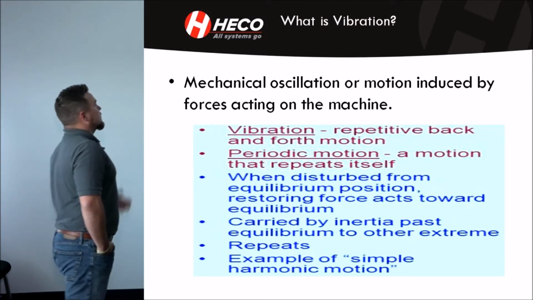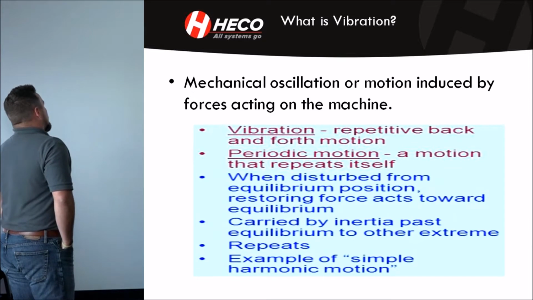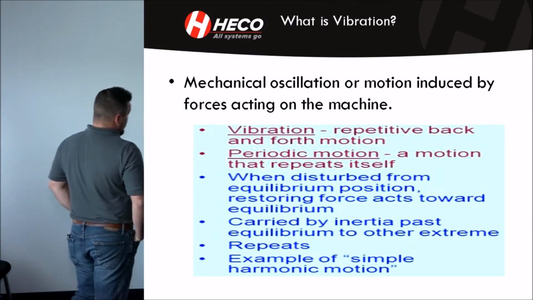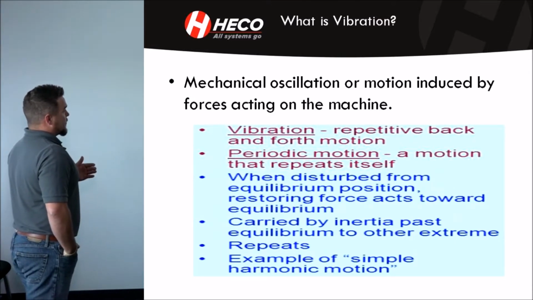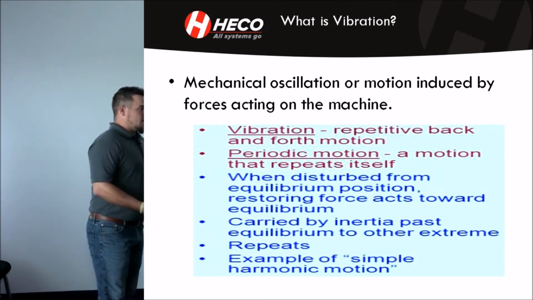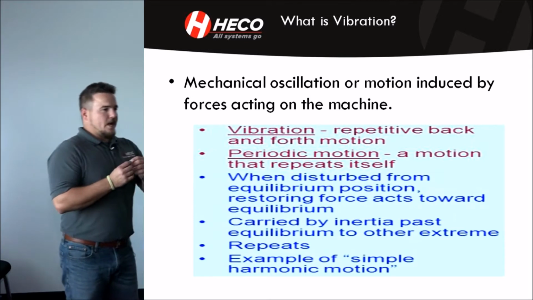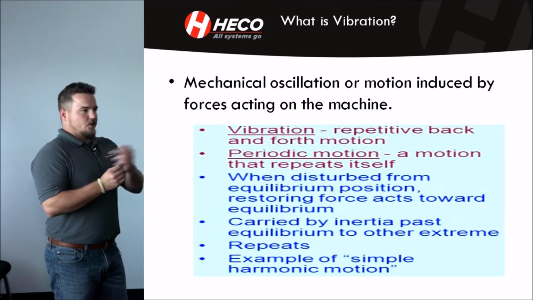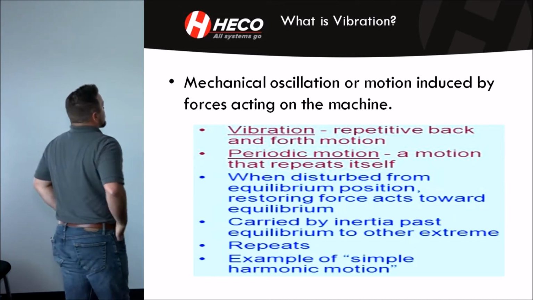Okay, so basic definition of what is vibration. Vibration is mechanical oscillation or motion induced by forces acting on a machine. Repetitive back and forth motion, a motion that repeats itself when it's disturbed from an equilibrium position. So think about a slinky or a spring. If you pull it, it's not going to go exactly back to where it was at. It's going to go past this point of equilibrium and continue to go back and forth as long as the force is there, right? So that's what vibration is.